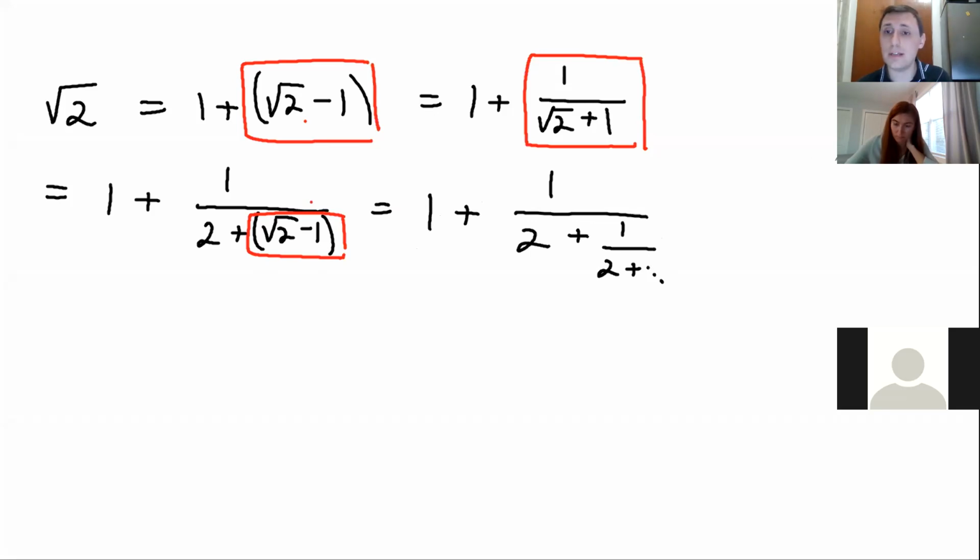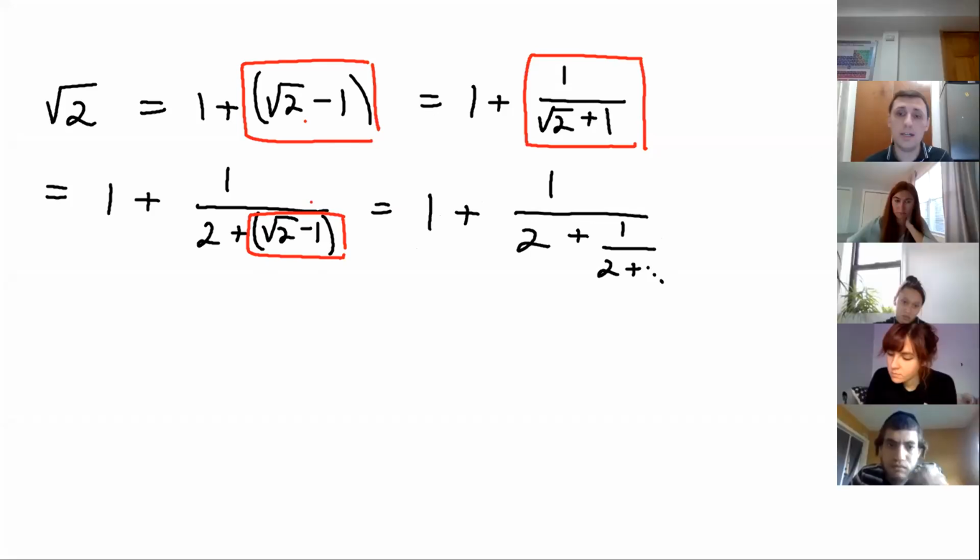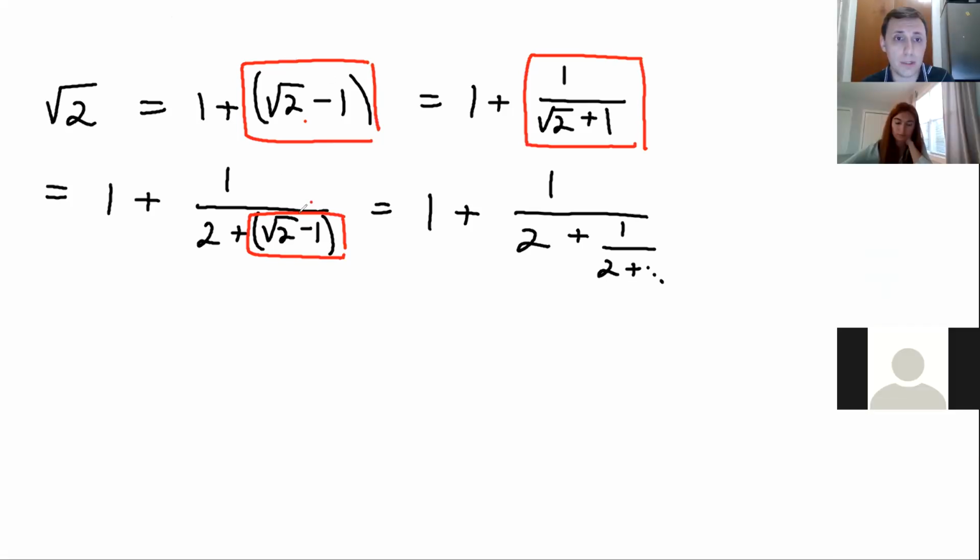Do you see what I just arrived at? Are you with me, guys? 1 over 2 plus 1 over 2, right? So it's very simple. You see, all I do is I just take this red box, and this red box is this whole expression. So I can replace this box by this whole expression. And I continue doing that many times, and I get this formula.